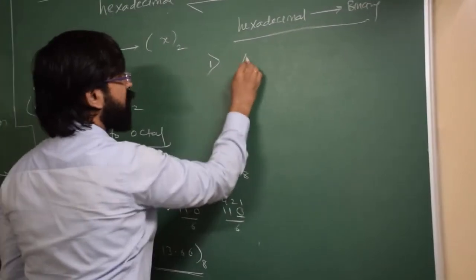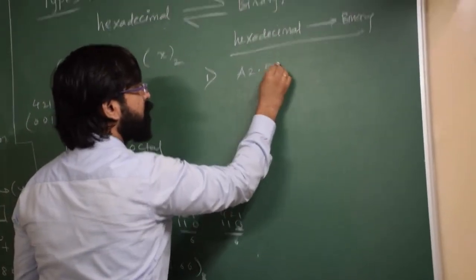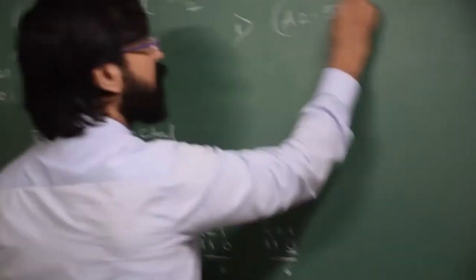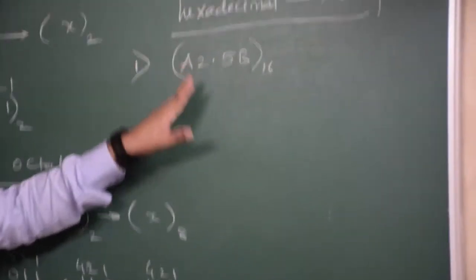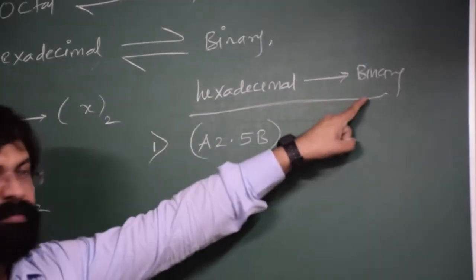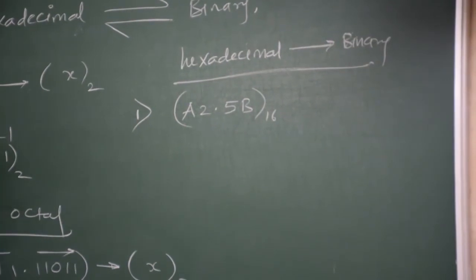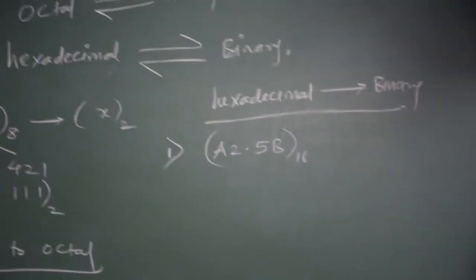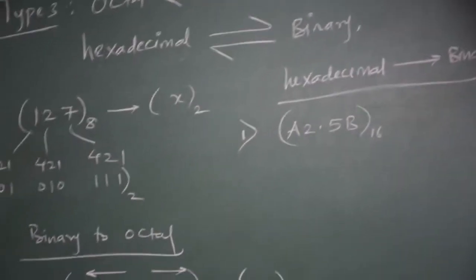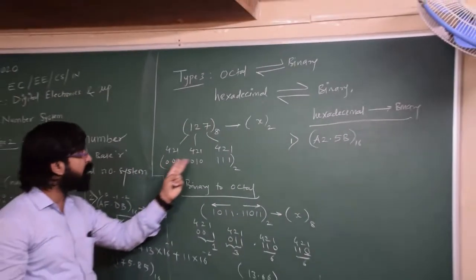First example, let us take some random number having base 16. I have to convert it into a number system having base 2, because I have to convert hexadecimal to binary. If you remember what we did in octal, below every digit we expressed every digit as a 3-bit binary number.